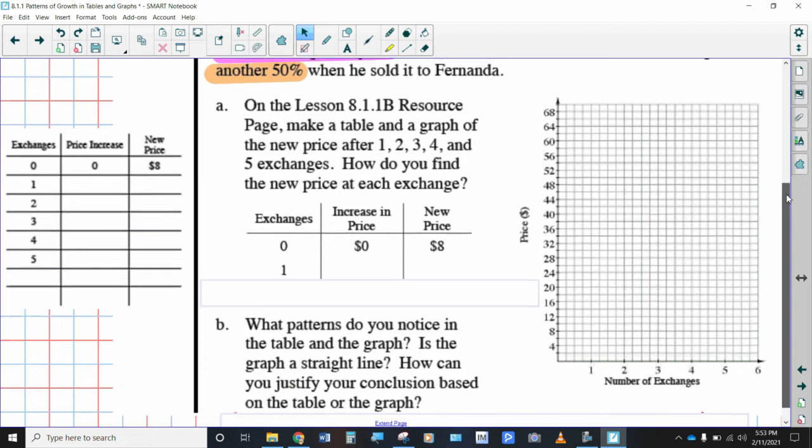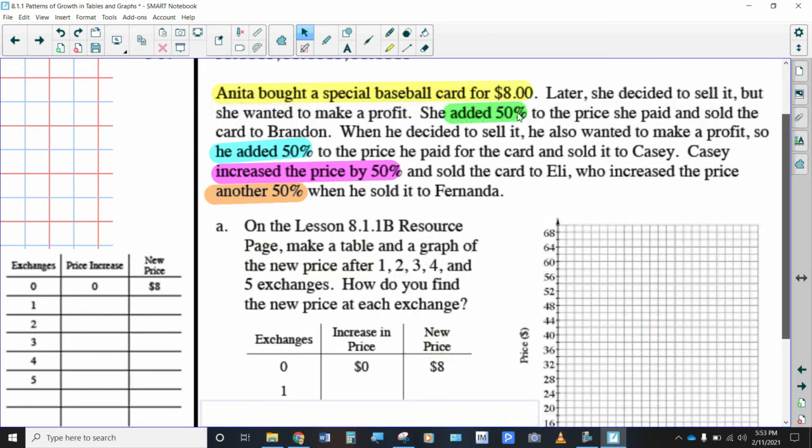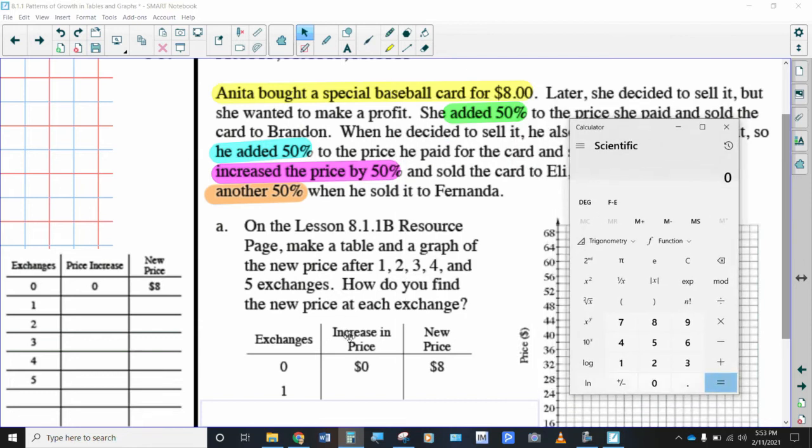Is it going to be a constant growth rate like we saw in the previous example? It's the 50% is constant every single time. Let's see what that does to the increase and the new price every single time. This is one where you'll probably want to have your calculator out. And this chapter, by the way, is the chapter where we're going to start using these buttons here. We're going to start using the scientific calculator for the very first time.